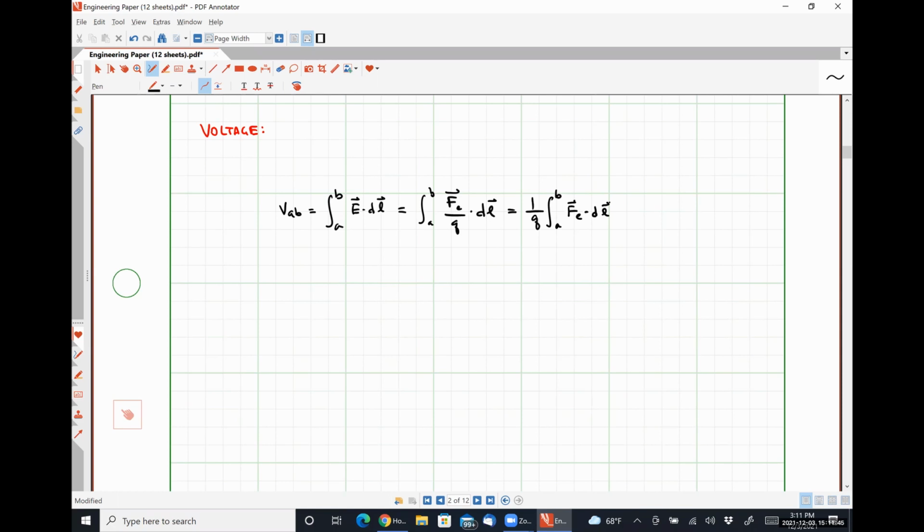So what's F dotted into dl? You guys have Physics 201, right? Some of you are mechanical and civil engineers. You should know this. It's force times distance. Work. That's the integral definition of work, multiplied by a factor of 1 over Q. So what that tells us is voltage is just the work required to move a charge from point A in a circuit to point B in a circuit. That's it.